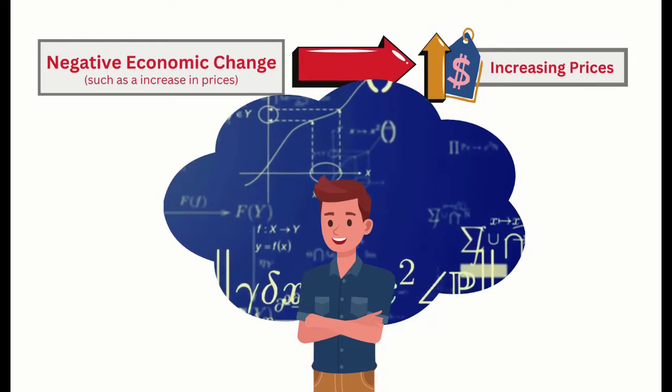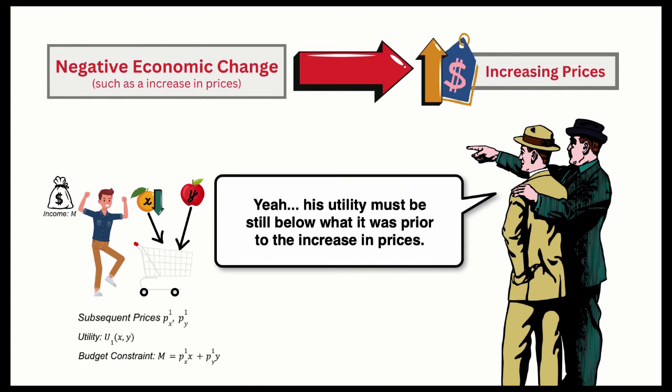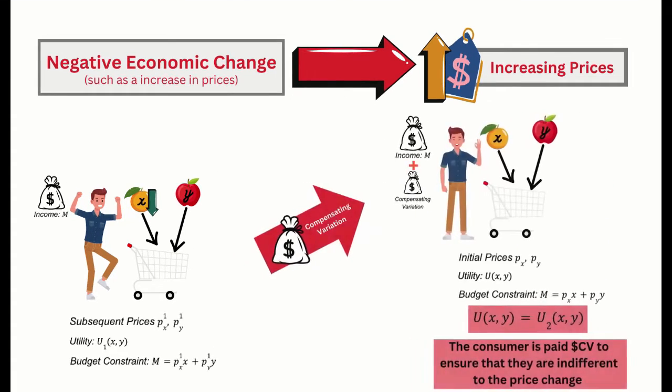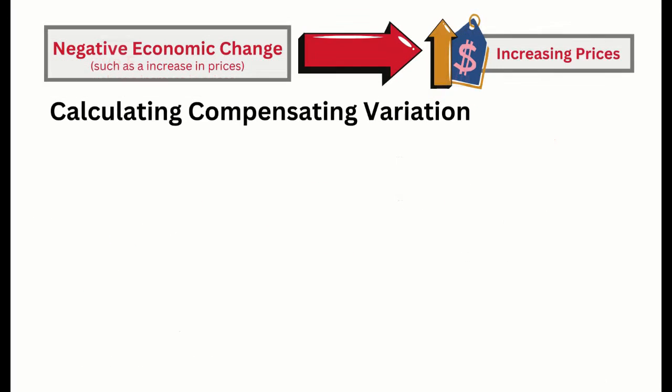So again, when considering the welfare implications of a negative economic event, the compensating variation is the money or the additional income that must be paid to a consumer to make them materially indifferent to the price change. So how do we calculate a consumer's compensating variation? In all, there are three main steps that go into calculating the changes in income required to compensate a consumer for a one-off change in prices.